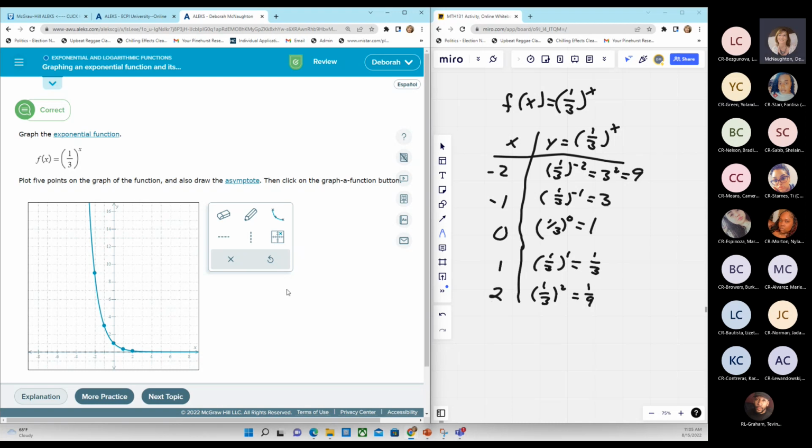Okay. So let me clear it and just make sure you guys see it. Start over. Oh, it won't let me do it. So you have to put on all 5 of your points. And then you also have to add the asymptote before it'll let you click to graph it. If you're missing any of the points or you're missing the asymptote, it won't let you click the graph.